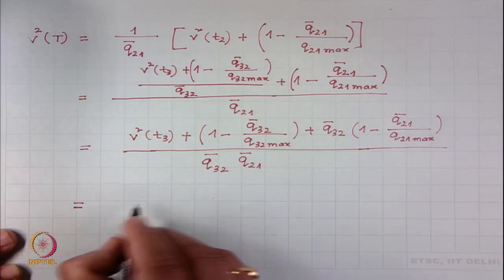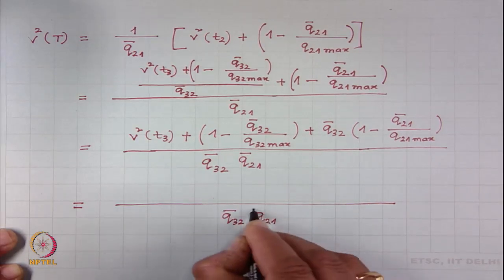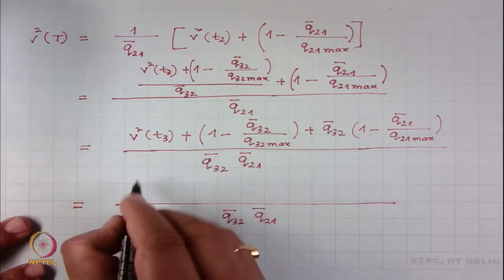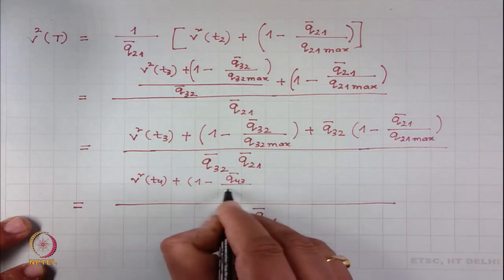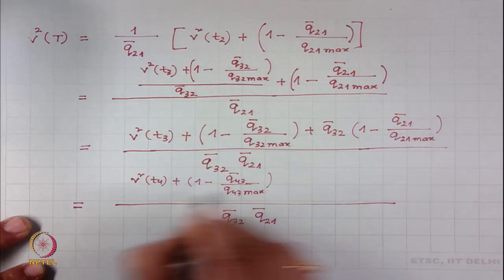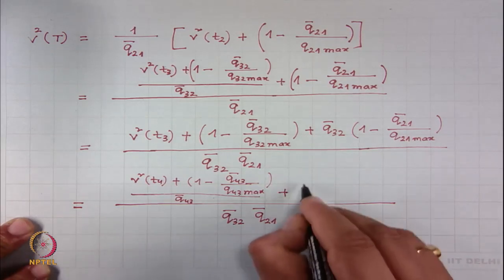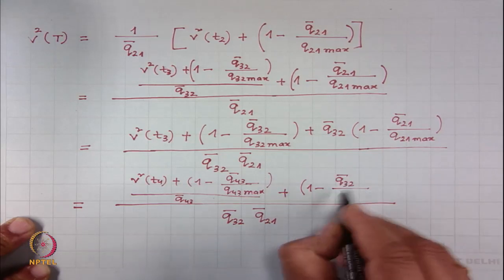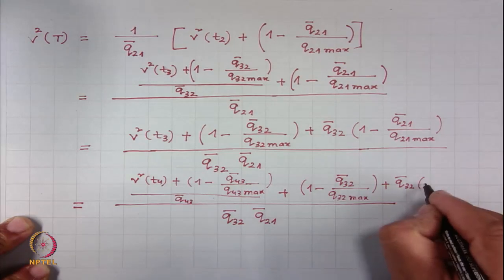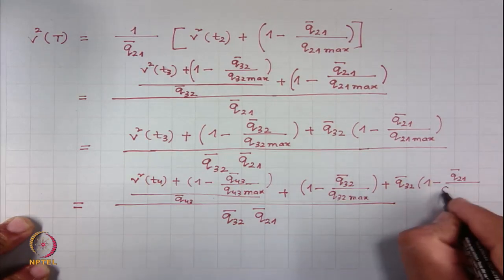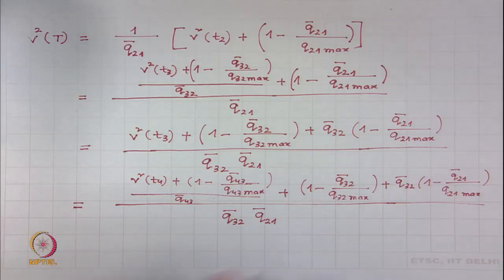So Q 3 2 Q 2 1 V square T 3 is V square T 4 plus 1 minus Q 4 3 bar Q 4 3 max divided by Q 4 3 bar, plus what is remaining 1 minus Q 3 2 max, plus 2, right.